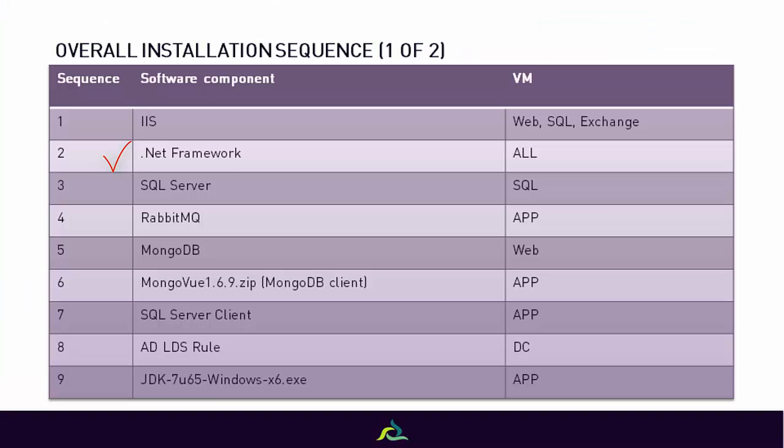Here we'll see what we have done on the web server, plus what we have done in the app server, which means the RabbitMQ, SQL Server client, the Java client, and the MongoDB. SQL Server is installed in the SQL VM in our case.